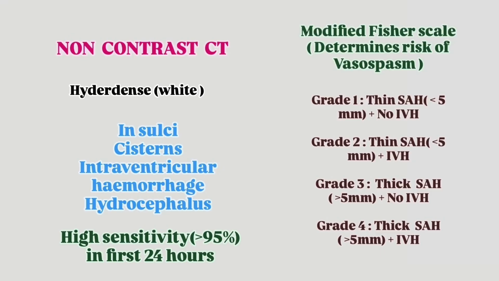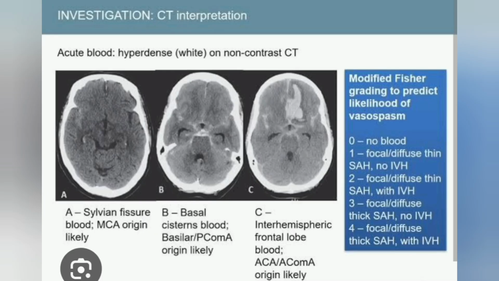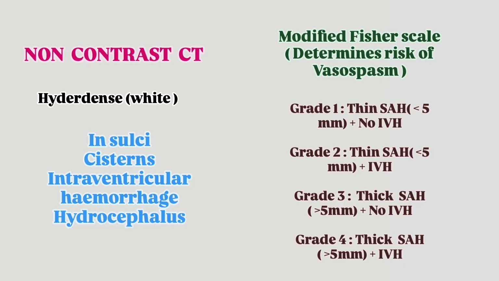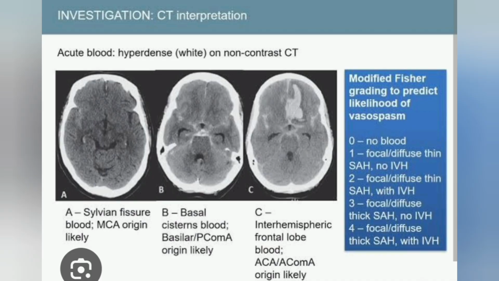Coming to the diagnosis of subarachnoid hemorrhage, a non-contrast CT scan shows hyperdense white matter in the various sulci, cisterns, and the different ventricles of the brain. The modified Fisher scale, based on the findings of a non-contrast CT scan, determines the risk of vasospasm. There are various gradings, grade 1, 2, 3 and 4. In grade 4, thick subarachnoid hemorrhage greater than 5 mm plus intraventricular hemorrhage, it shows that there is a high risk of vasospasm. So grade 1 shows the minimum risk of vasospasm, while grade 4 determines the maximum risk of vasospasm.